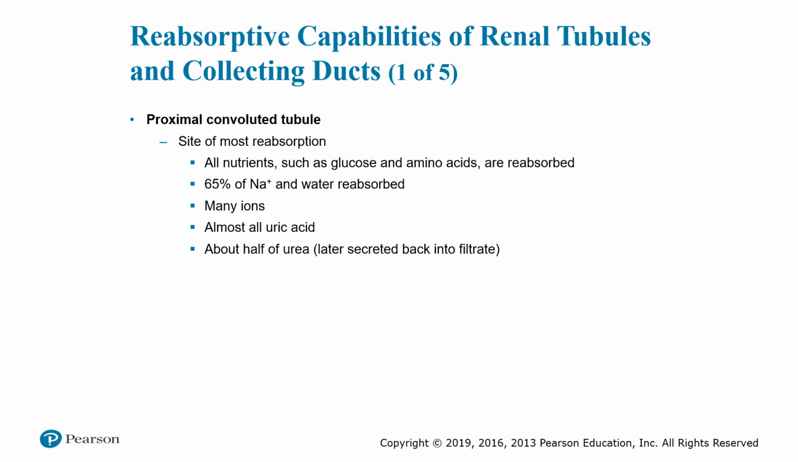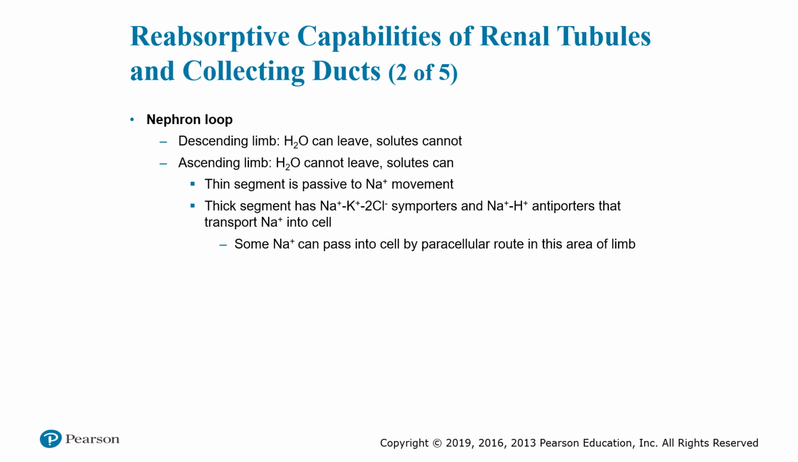Let's start with the proximal convoluted tubule. In the proximal convoluted tubules, almost all nutrients such as glucose and amino acids are reabsorbed. 65% of the sodium and water are reabsorbed. Many ions are reabsorbed, almost all uric acid, and about half of the urea is reabsorbed. This urea will later on be secreted into the filtrate. From the proximal convoluted tubules, the fluid moves into the loop of Henle.